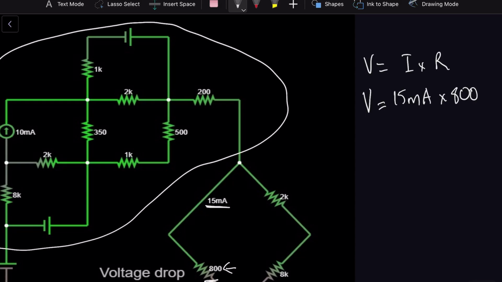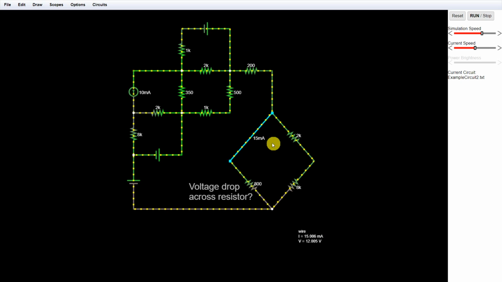Now, once we do a bit of conversion of units, we convert 15 milliamperes into normal amperes because that's the standard unit. So we divide by 1000, which gives us 0.015, and we multiply that by the resistance, which is already in its standard units, ohms. We get that the voltage is equal to 12 volts. And as you can see, if I highlight this resistor over here, the voltage drop across that resistor is indeed 12 volts.